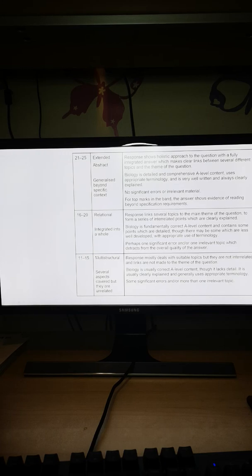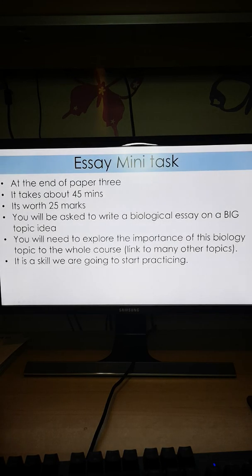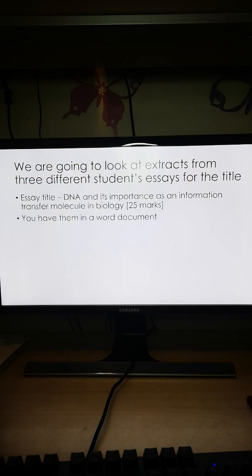So at the moment we're just starting this tiny bit of development in practicing this skill. So exploring the importance of this biology topic to the whole course. We're going to pick a place in the course where you can show it's really important. Okay, so I have prepared for you 3 extracts for an essay title that's already been set, and the essay title that we're not preparing for, this is just an example, is DNA and its importance as an information transfer molecule in biology.